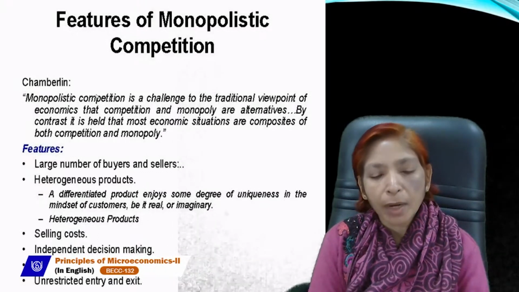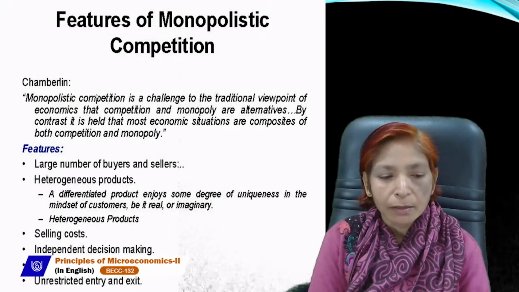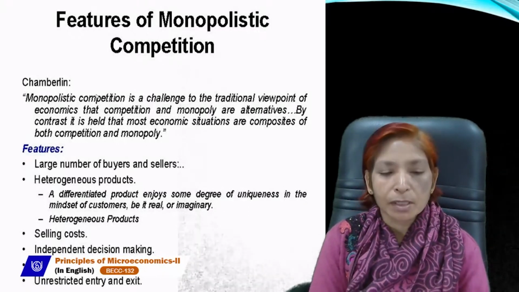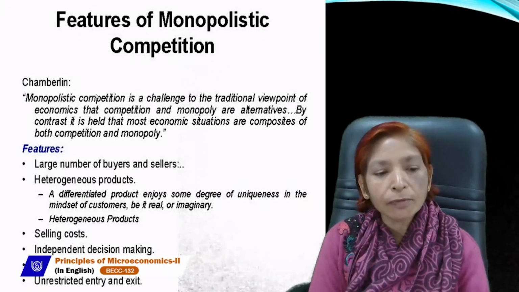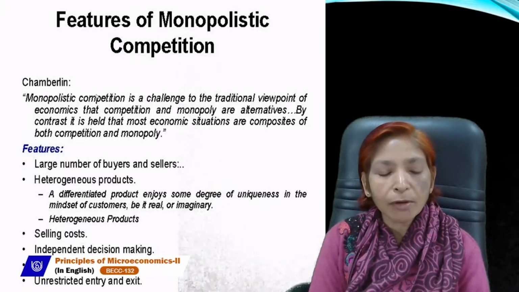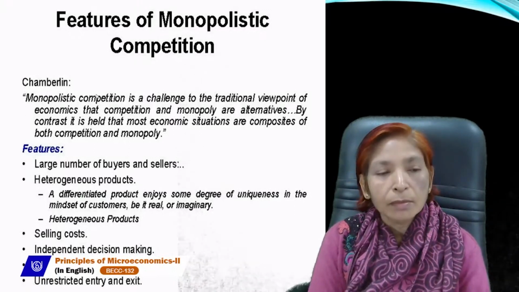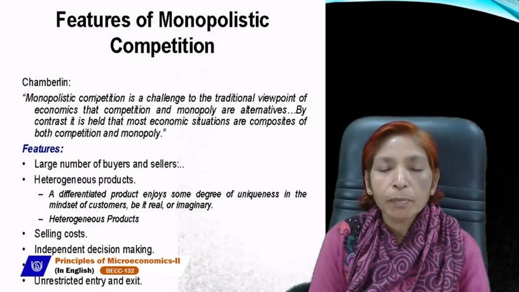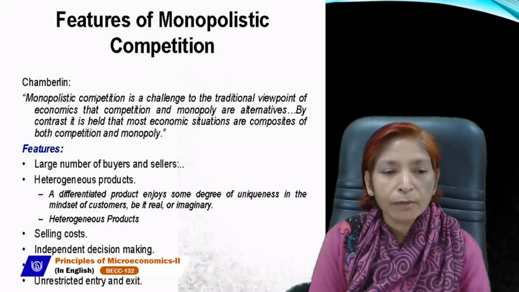Firms can enter the market when other firms are getting abnormal profit, and firms may exit from the market when other firms are bearing losses. So there is a freedom of entry and exit. Due to this feature, a monopolistic competition firm always earns normal profit in the long run. So these are the important features.